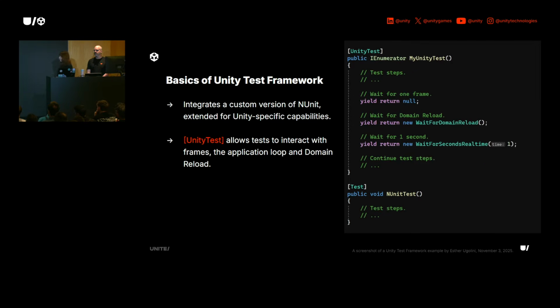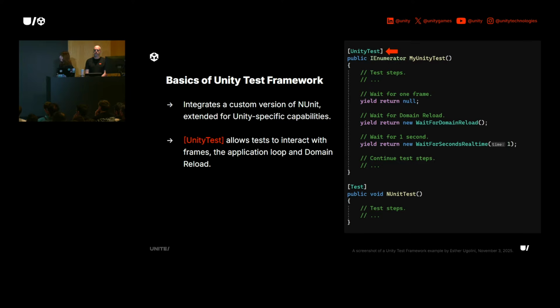Unity Test Framework, which is different from UI Test Framework, is a package that facilitates automated testing for Unity projects. You can use Unity Test Framework to write tests for your edit mode or play mode code, and you can execute those tests in the test runner window, via command line, or via code. Unity Test Framework integrates a custom version of NUnit, and it extends it with certain Unity-specific capabilities. For example, allowing you to interact with the player or editor loop during tests.